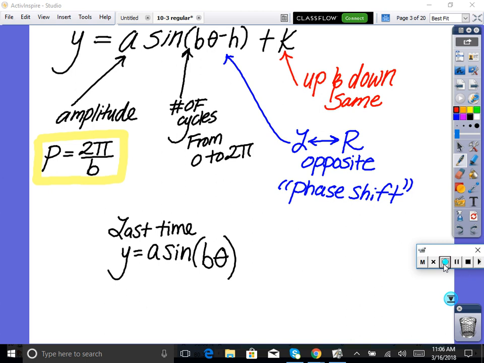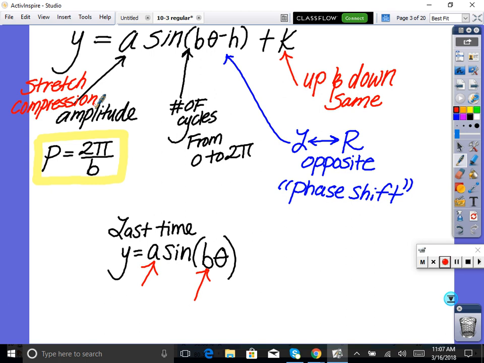So last time we have only seen things like this: y is equal to a sine of b theta, where a is the amplitude, b is the number of cycles from 0 to 2 pi. True? And then our period was 2 pi over b. So a is still the amplitude, which, if you think back to shifting other types of functions, if we had a 2 in front of a function, that would be like a stretch of 2, right? So I don't care if you call it amplitude of 2 or stretch of 2, because they are the same thing. So that could be considered a stretch or a compression, but really we'll just call it an amplitude.